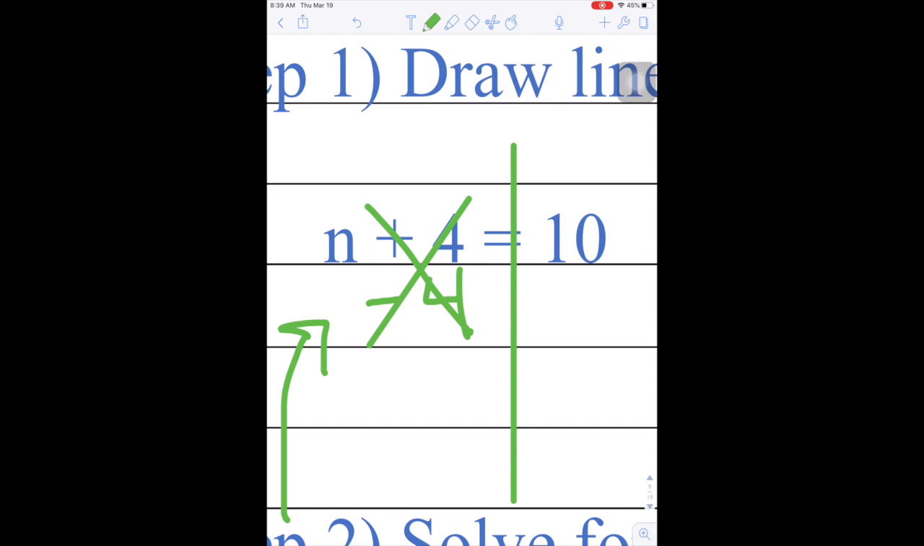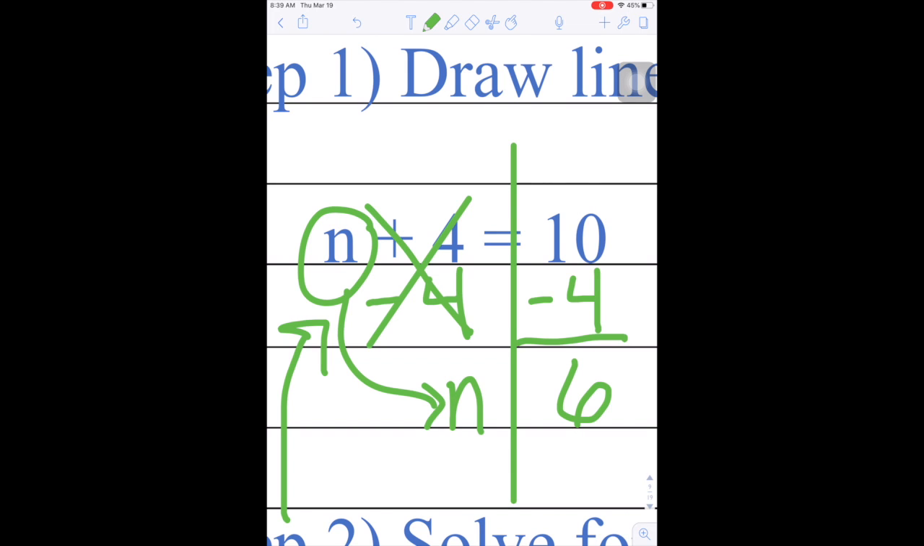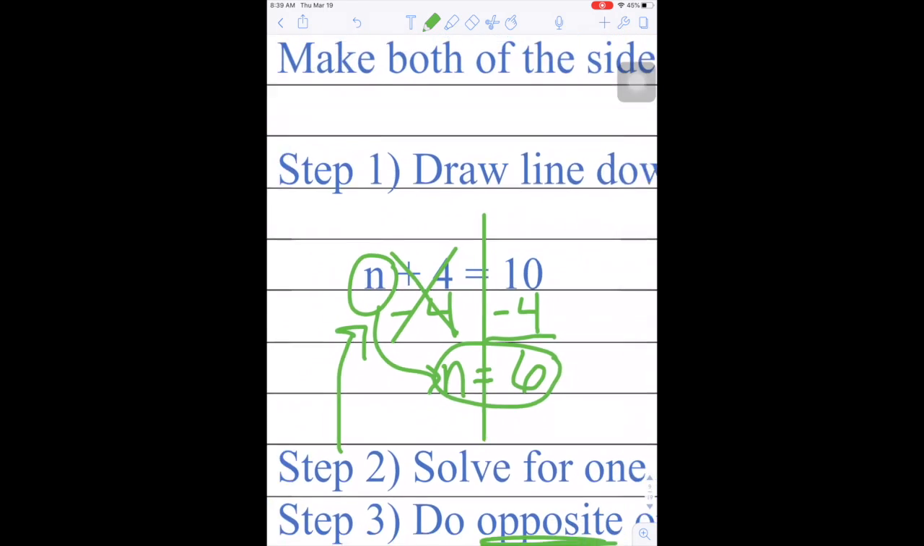Whatever we do to one side, remember we have our equals, we have to do to the other side. So I have 10 minus 4, which gives me 6. And on this side, I still have n. So this one was pretty quick and easy. It was one step. N equals 6.